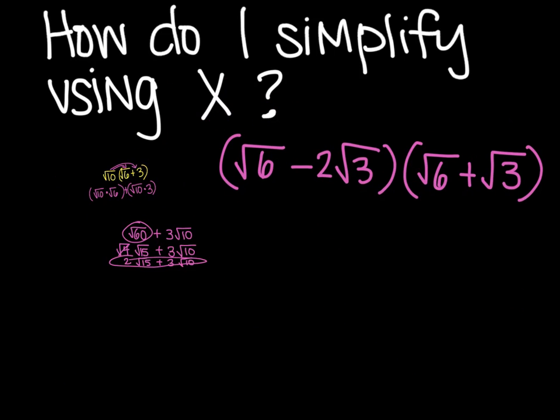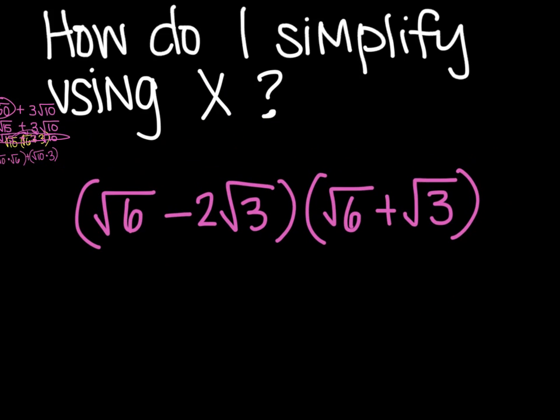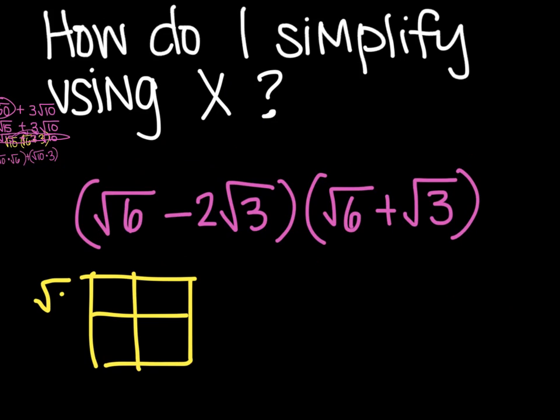Next one, we have square root of 6 minus square root of 2 times the square root of 3, and then square root of 6 plus square root of 3. You're going to use either the box method or FOIL method, whichever is your choice. I like box better than FOIL. So square root of 6, and I'm going to just fill this in, and square root of 3.